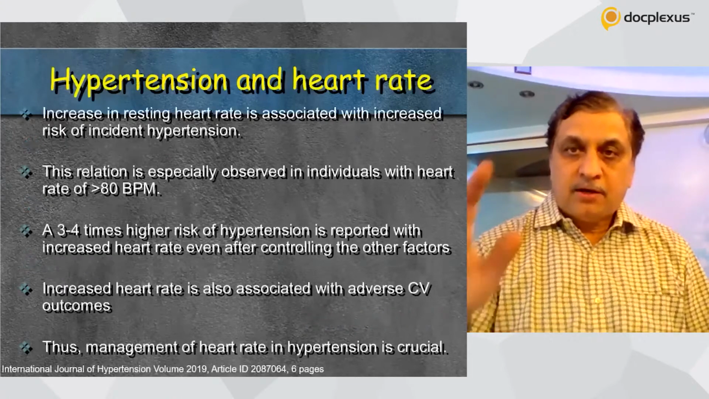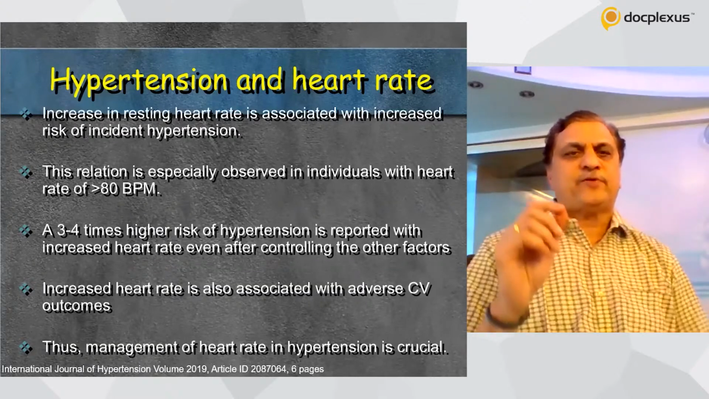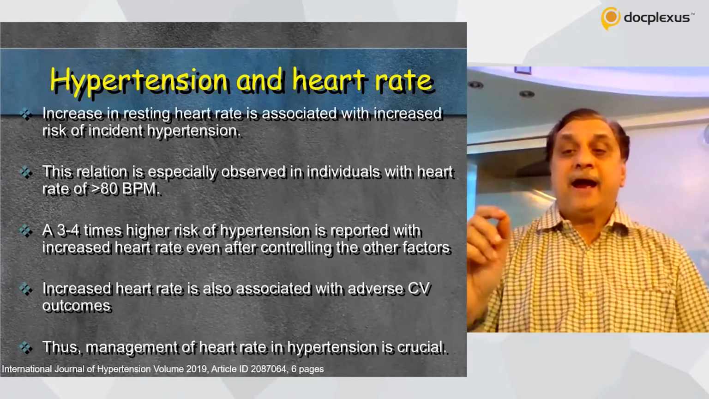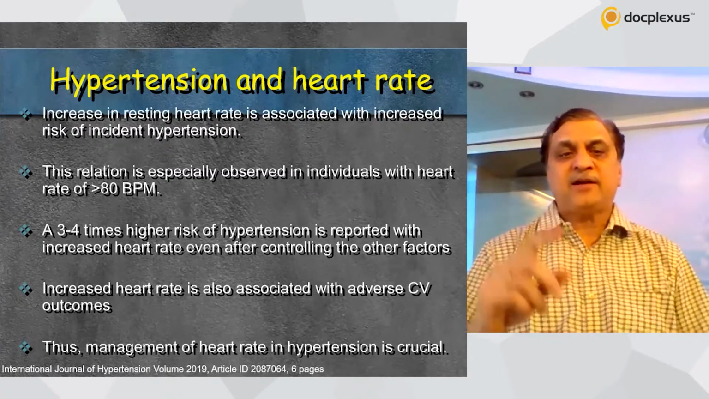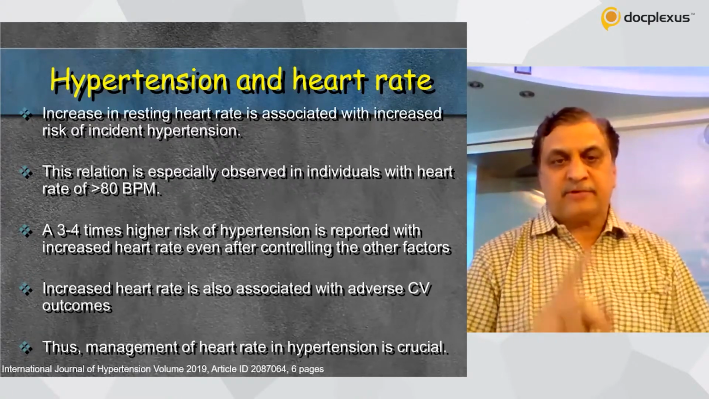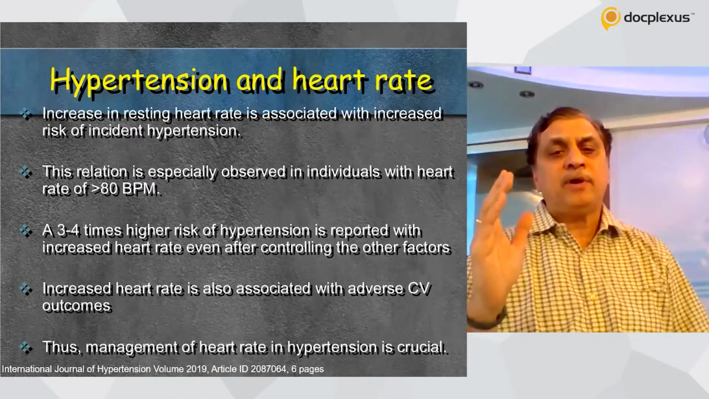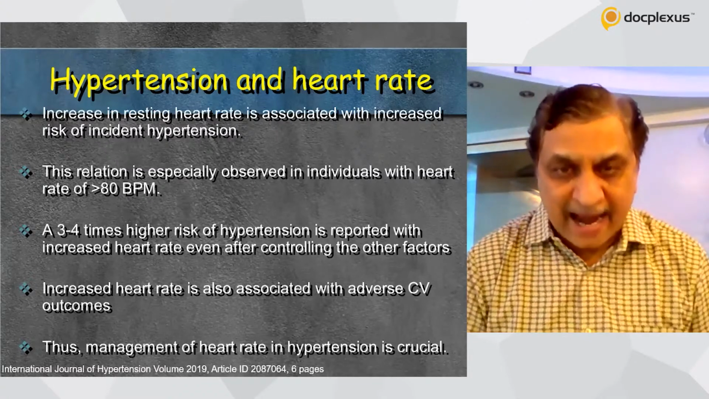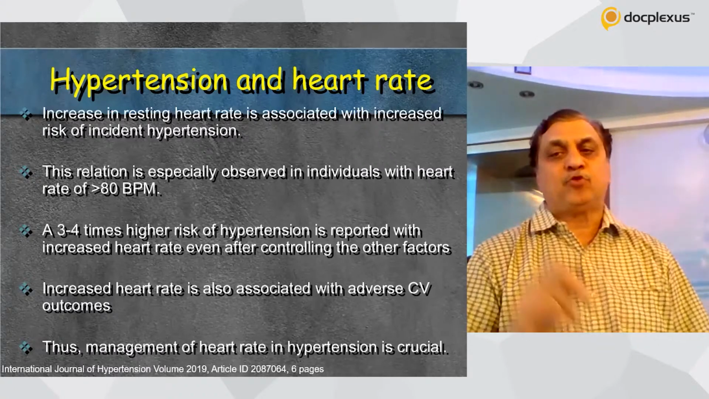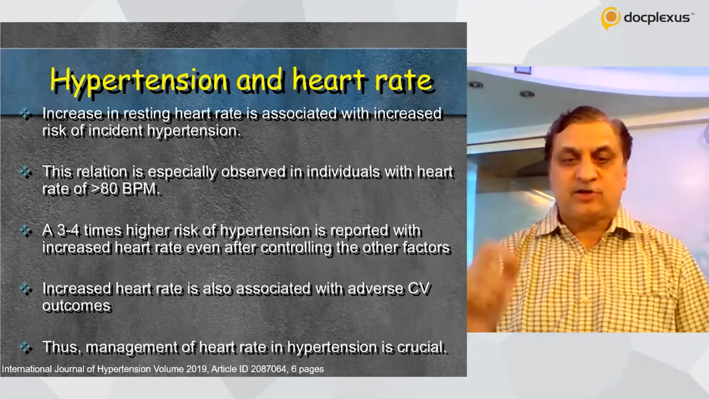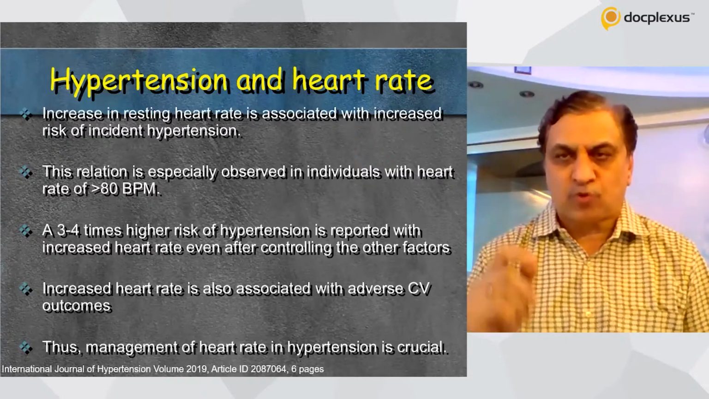Now, if you see hypertension and heart rate, remember this: increase in heart rate is associated with increase in the risk of developing hypertension, number one. In those patients, if the heart rate is more than 80, and in some articles more than 85, we have a 3 to 4 times higher risk of hypertension, and you can have adverse outcomes in hypertensive patients if you don't control the sinus rate. So, management of heart rate in hypertensive patients is crucial.